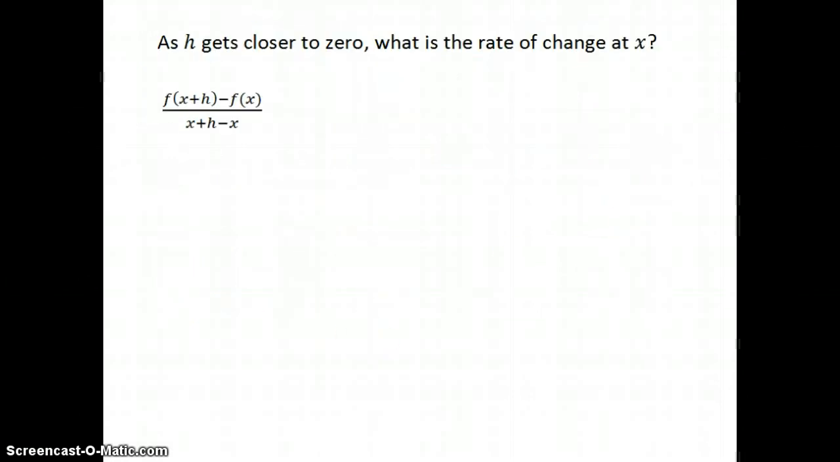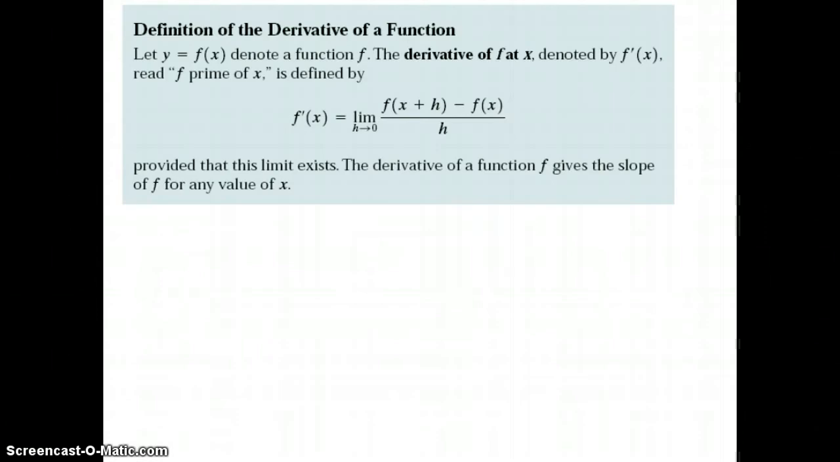So a lot of times books will use f and x instead. And so this is our definition here. We let y equals f of x denote a function f, and the derivative of f at x is denoted by f prime of x. So that little apostrophe there is known as the prime, the derivative. And that's equal to the limit as h goes to 0 of f of x plus h minus f of x, all divided by h.